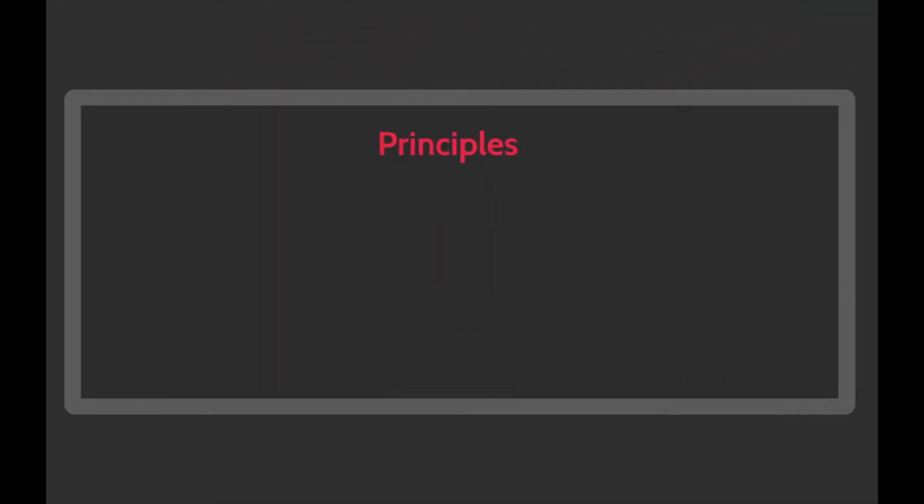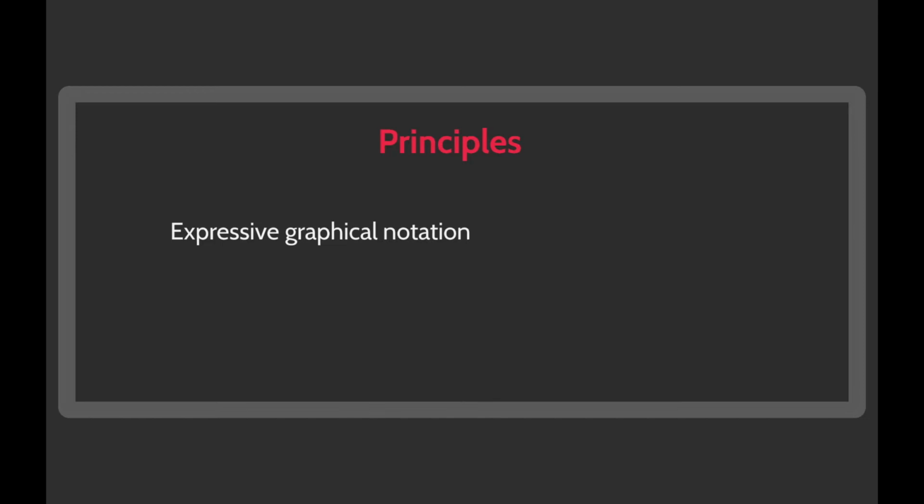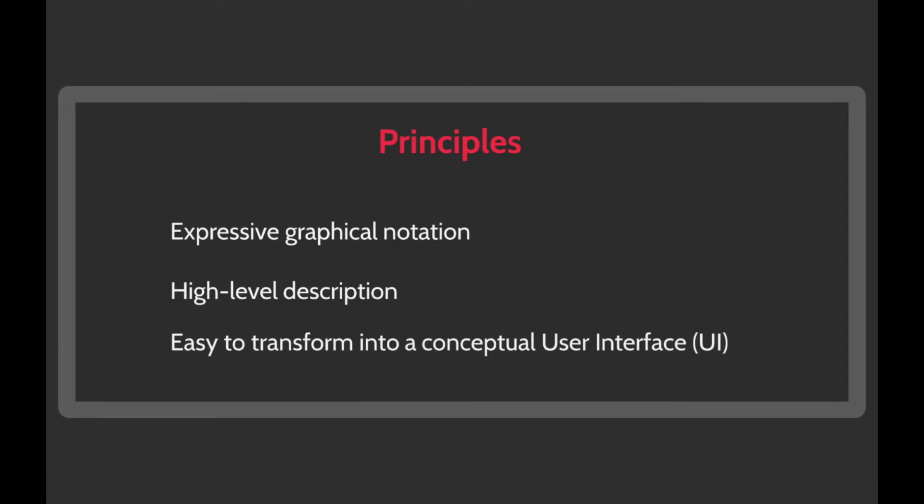Concurrent task trees use an expressive graphical notation for task modeling with a precise semantics. It has a high-level description that can also be understood by people without a programming background. A very nice thing is that there also exists a method to transform them into a conceptual user interface design.